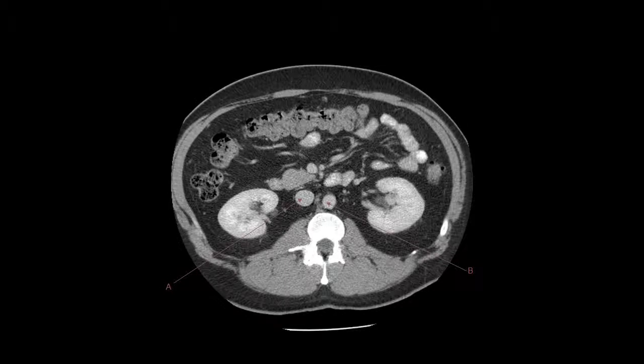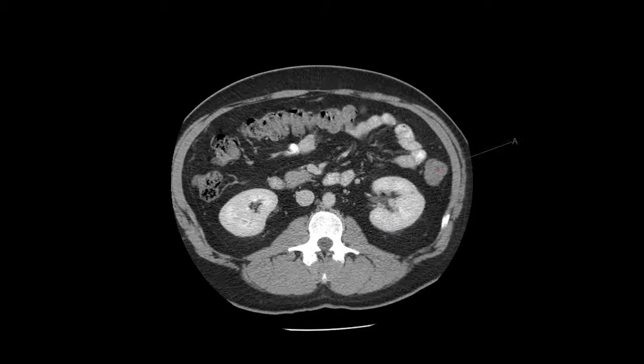All right, what do you think A and B are? So you've got your inferior vena cava and your abdominal aorta, almost side by side at this point. Okay. Coming on down, some structure. You got descending colon still. You've still got the transverse colon showing up as well.